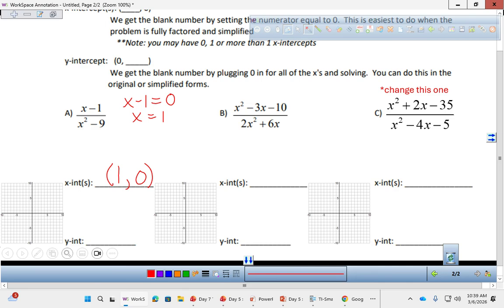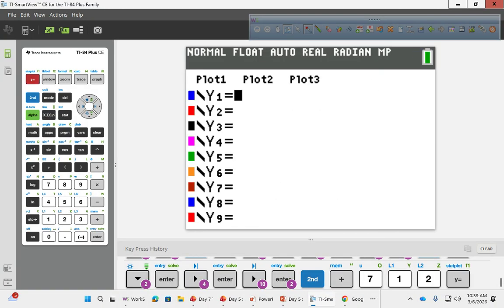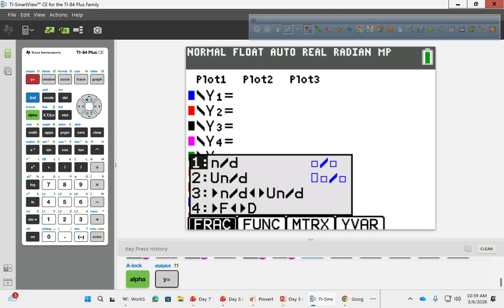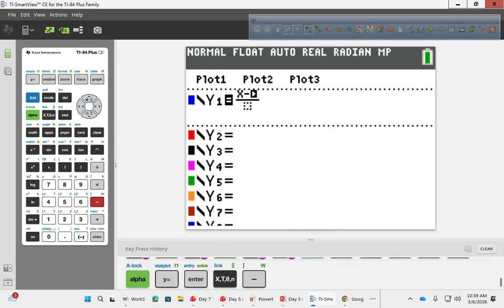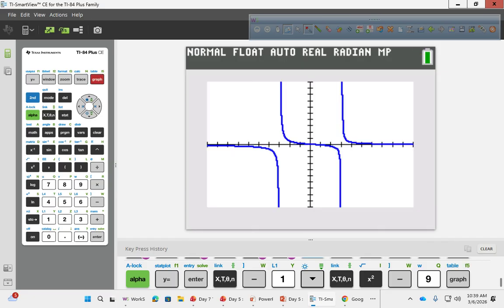If you don't want to memorize it, you can use your calculator. So what you do to do this in your calculator is type the equation into your y equals screen, which you're ultimately going to have to do anyway if you want to get the shape of the graph. So the top was x minus 1, the bottom x squared minus 9. All right, so I've got the equation in my calculator and I hit graph. You can do this in your calculator if you understand what an x-intercept is. An x-intercept is happening on the x-axis.